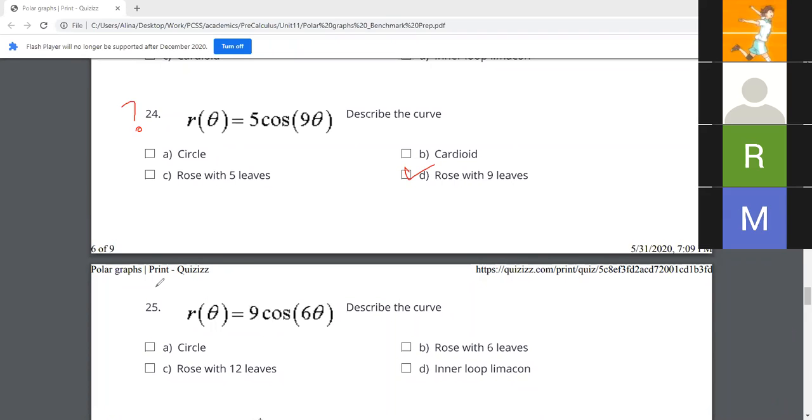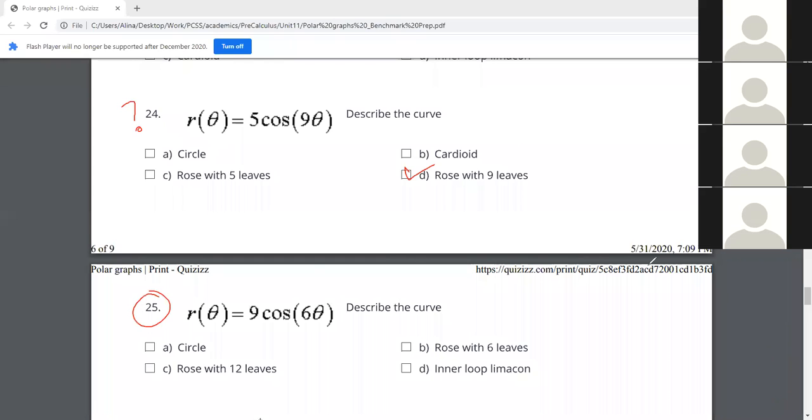And question 25, Alicia, that's yours. A rose with 12 leaves. That's correct. Thank you.